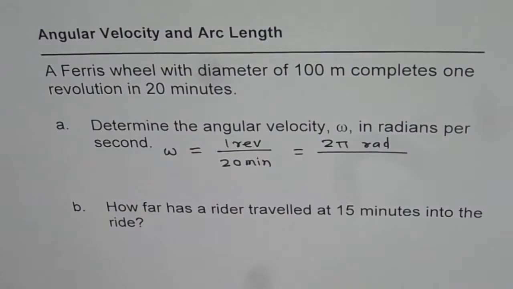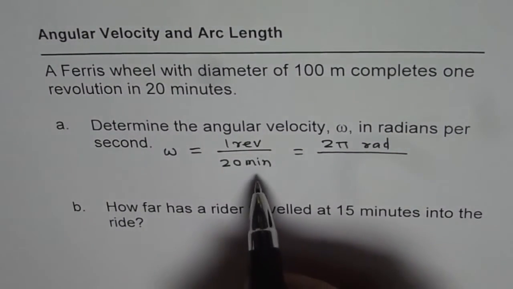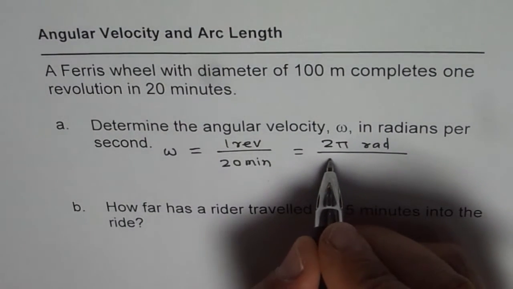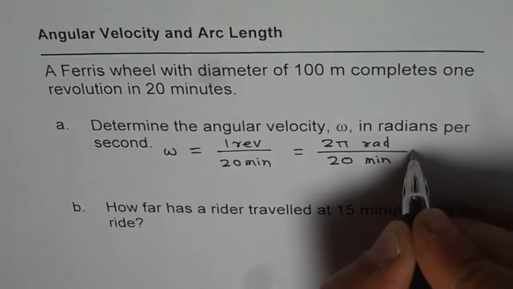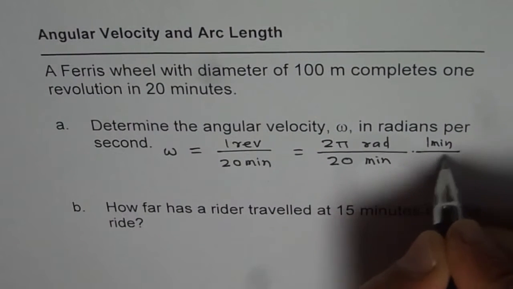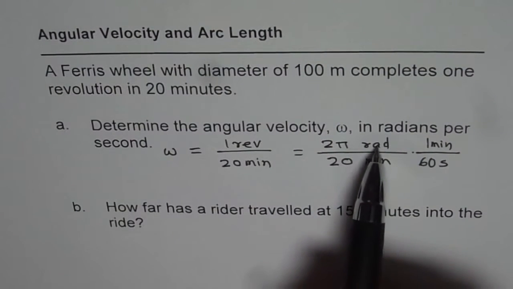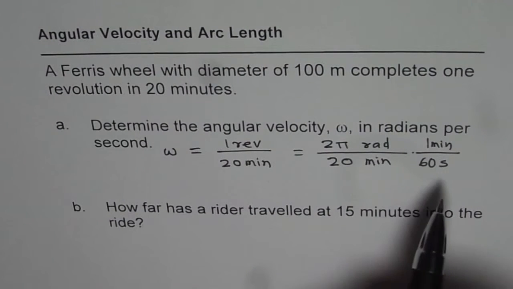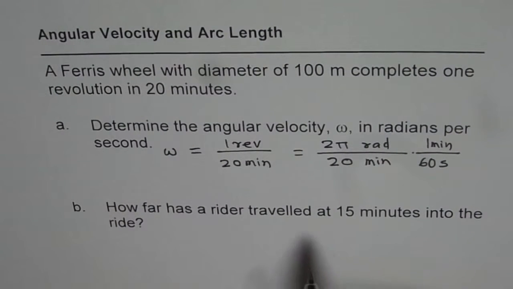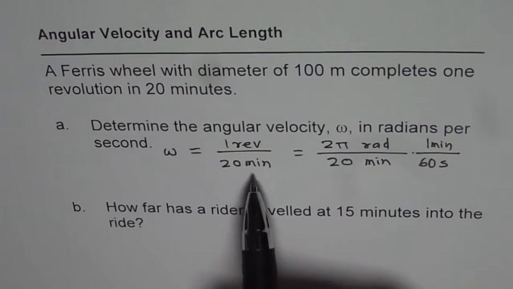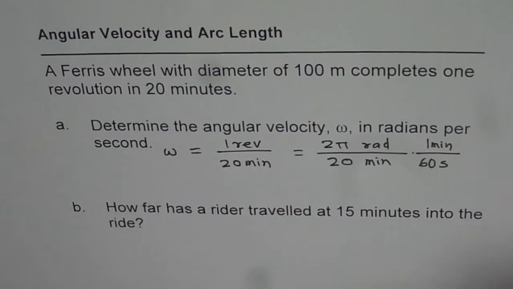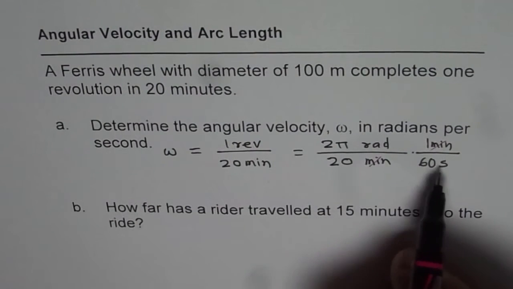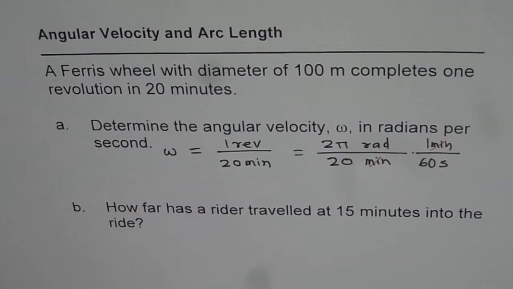So we have 2 pi radians, and to convert minutes to seconds we need to multiply by 60, right? So we get 20 minutes, and 1 minute is 60 seconds. So we get our units, radians per second. Do you see that? That is how we can convert our units from revolutions per minute to radians per second. I hope this step is absolutely clear. Minutes gets cancelled off, and you're left with radians per second.